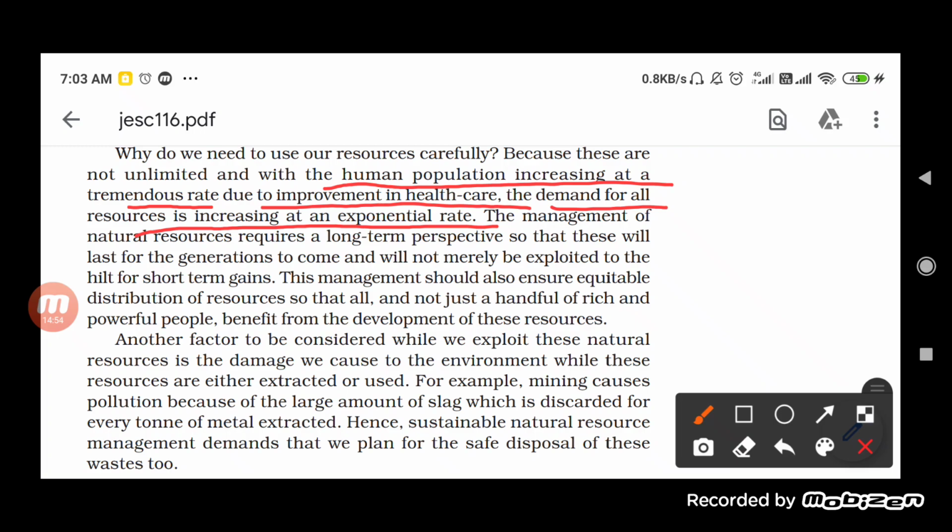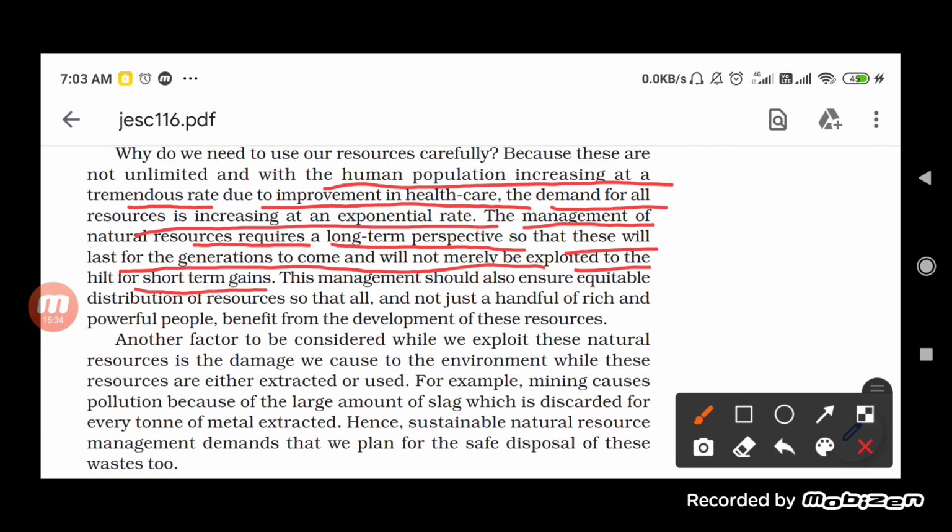So the proper management of natural resources should be ensured so that they can fulfill the needs of the present generation and also last for the long term. That's why it is written that the management of natural resources requires a long term perspective, so that these last for generations to come and will not merely be exploited for short term gain. They should be used judiciously and properly in order to fulfill the needs of the present as well as future generations.